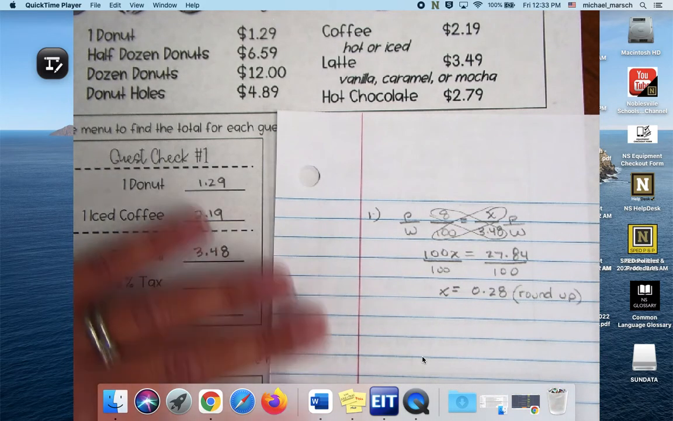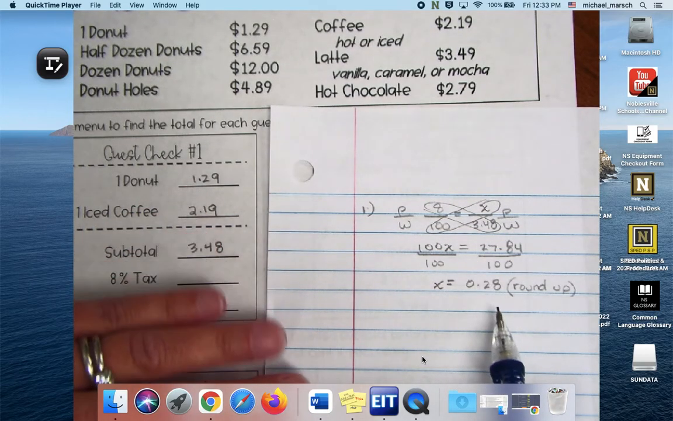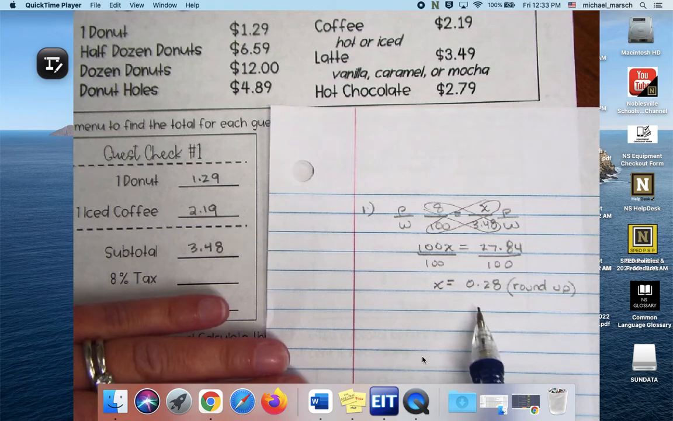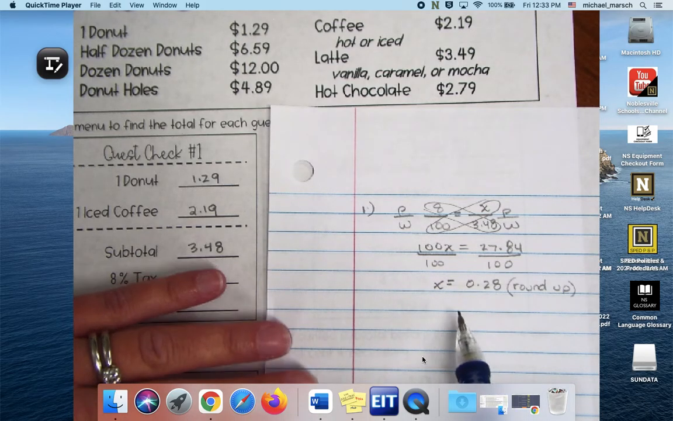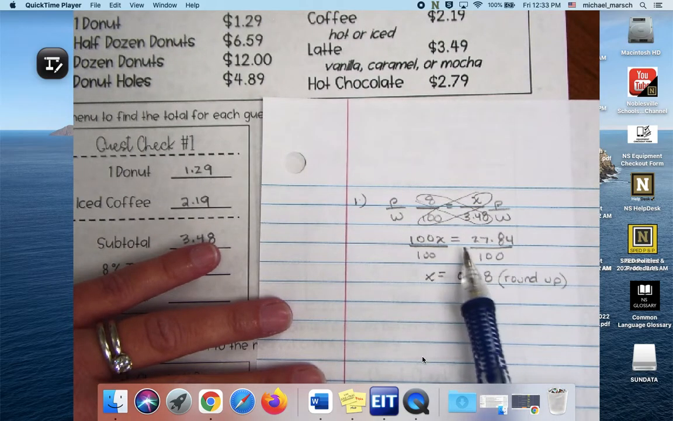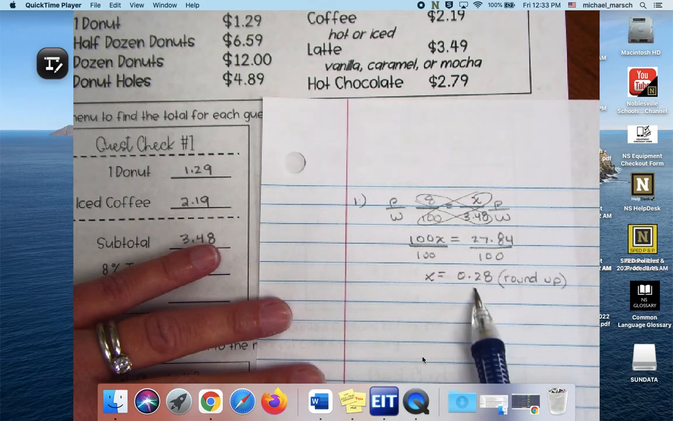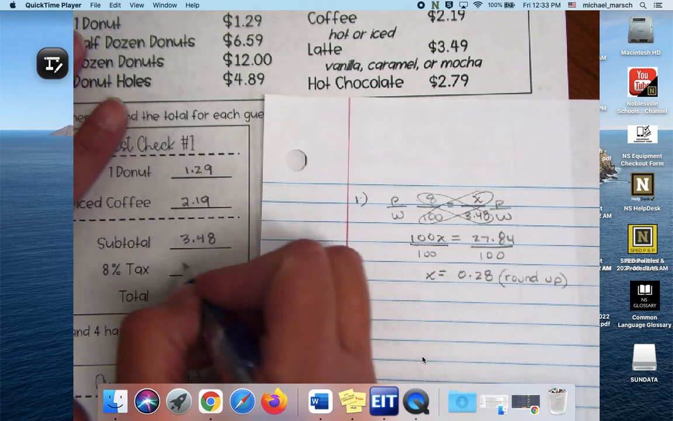Lead's out. Okay, so we find the cost of the tax. I'm going to round up because this would be 0.2784. Because there's an 8 here, I round up to 0.28. So that's going to be my tax.